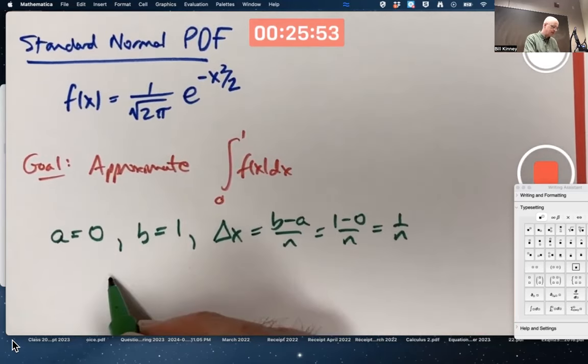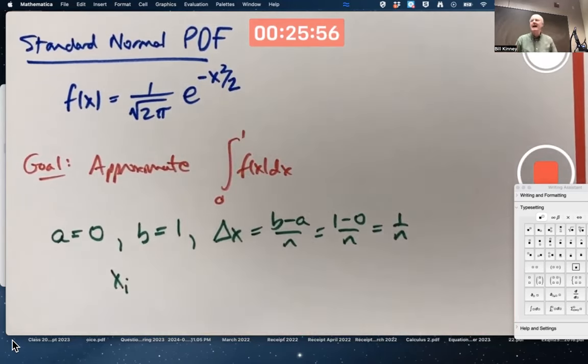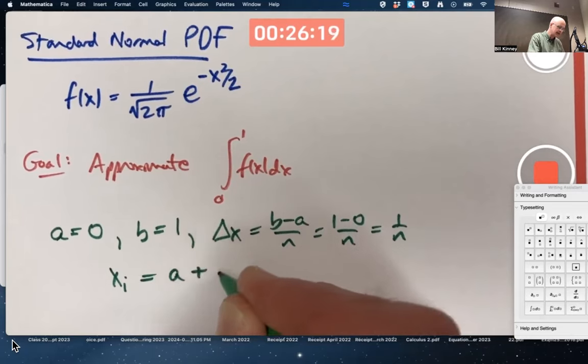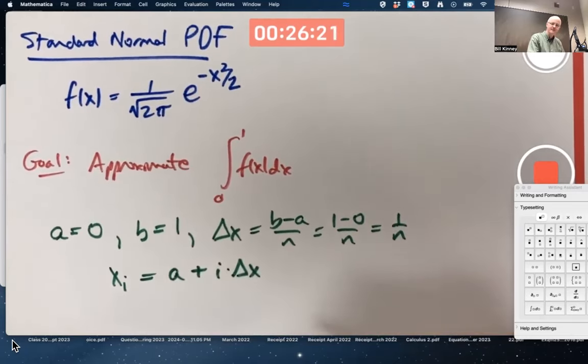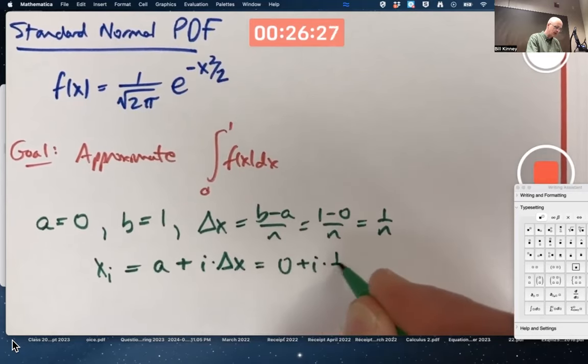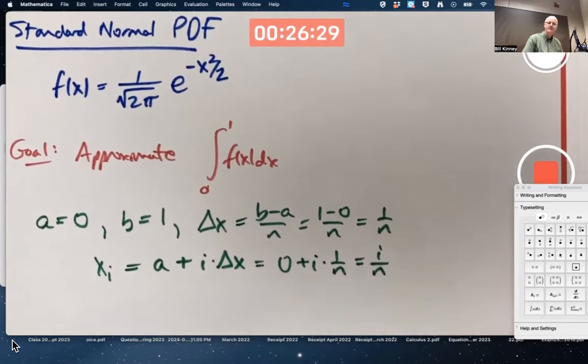You'd also want to figure out x sub i, where i could be 0, 1, 2, 3, up through n. x sub 1 is the right endpoint of the first interval. x sub 2 is the right endpoint of the second interval. x sub 3 is the right endpoint of the third. x sub i is the right endpoint of the ith interval. The formula, as we saw a few weeks ago, is a plus i times delta x. So for this example, that becomes 0 plus i times 1 over n. It simplifies to i over n.